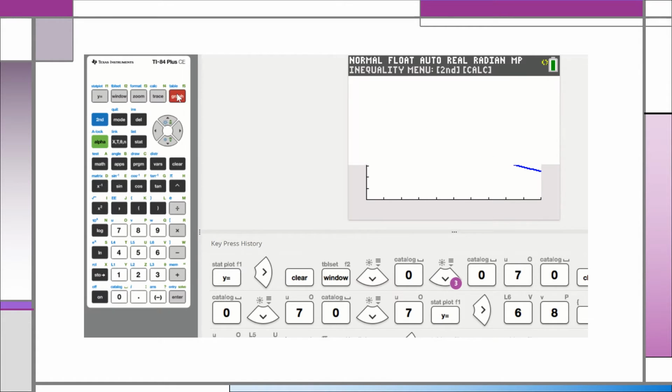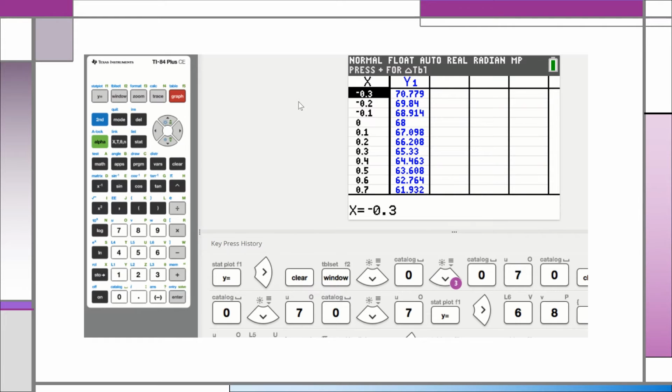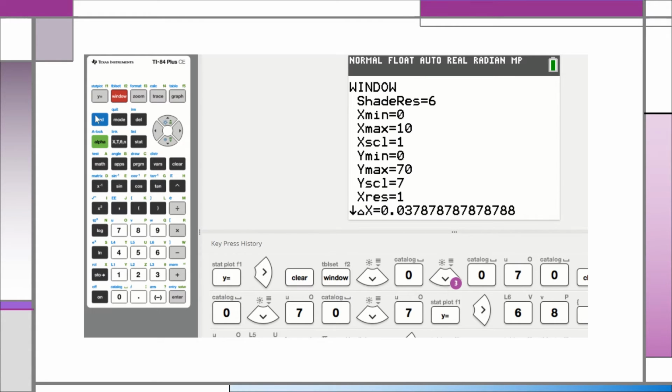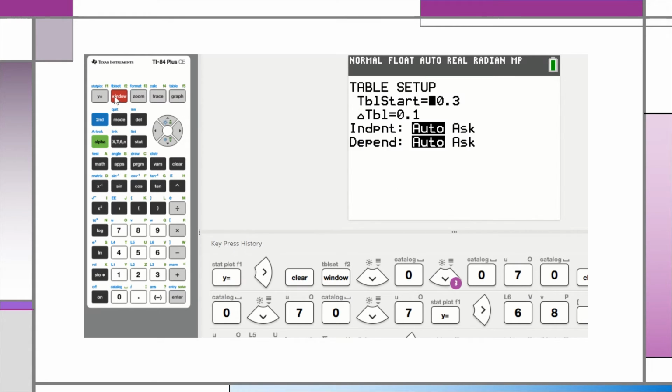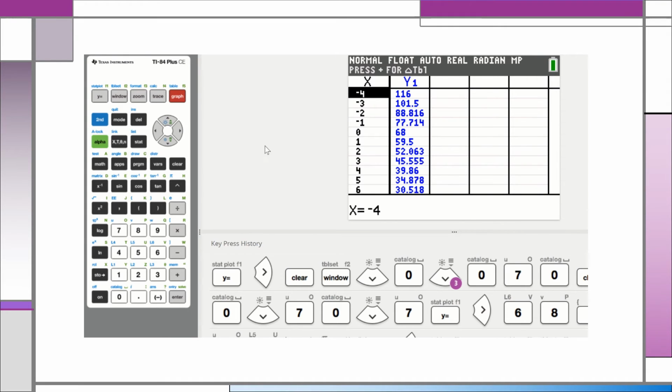Second graph table. And oh my goodness, I should have set my table setting. Let me go back over here. I'm going to change this. We'll go second table set. I'm going to have it start at -4 just because I'm thinking about what's happening in the future. And I'm going to change this to 1. Okay, that ought to work. Now let's go back to the table. We should have something we can work with. All right, there we go.